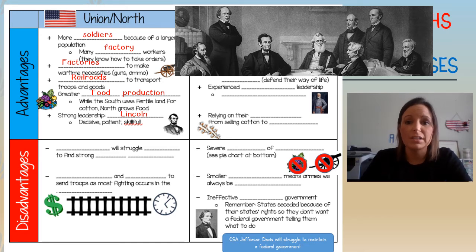As talented of a leader as Lincoln will be, he will struggle early on to find strong, experienced military leaders. Unfortunately for him, generals like Robert E. Lee and Stonewall Jackson are from southern states and choose to fight for their state, not the Union.